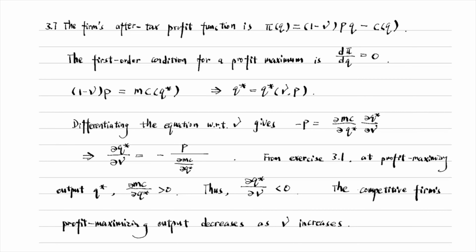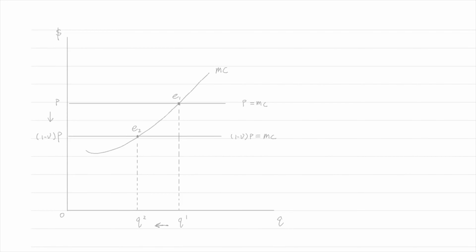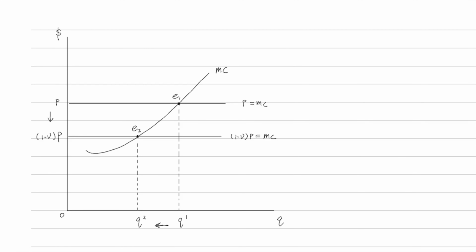We can also see it in the graph. The effective market price drops after the tax, which shifts the market price line downward. The profit-maximizing output falls from Q1 to Q2.